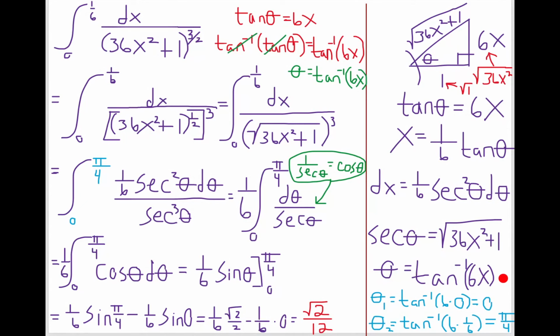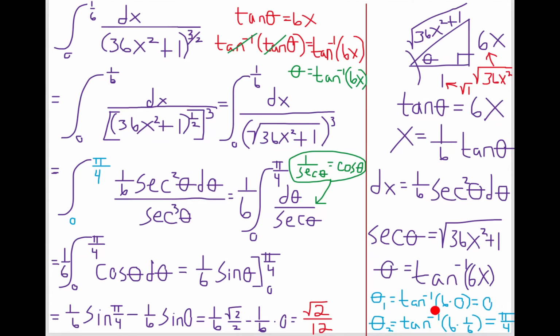With that, we can go ahead and change these limits right here from 0 and 1/6 to whatever they are in theta values. So for the first one, we're going to have theta 1. The lower limit is going to be inverse tangent of 6 times 0. So we're plugging it into this equation here. Our lower limit was an x value of 0, so plug that in. Inverse tangent of 0 is equal to 0 because tangent of 0 is 0.